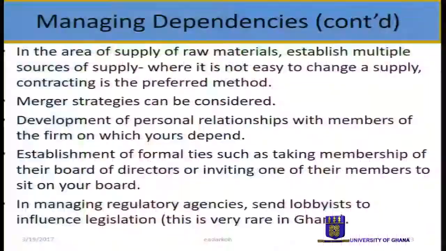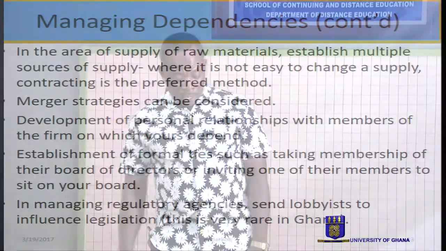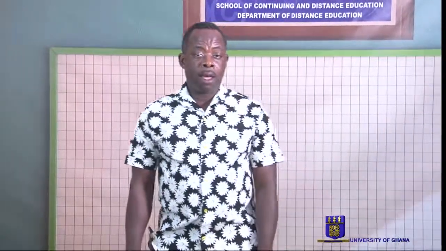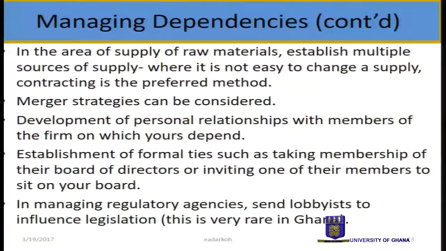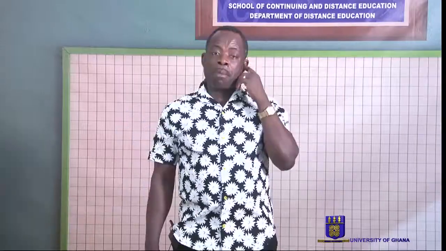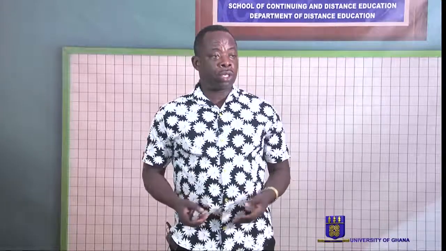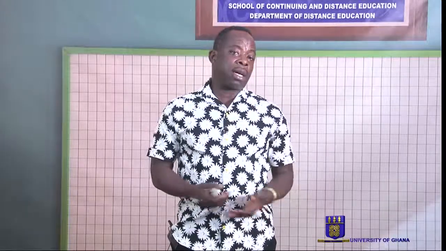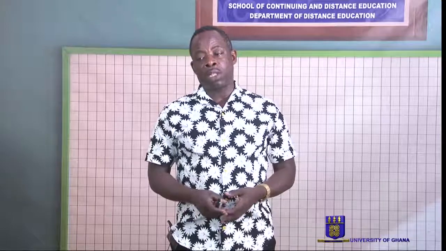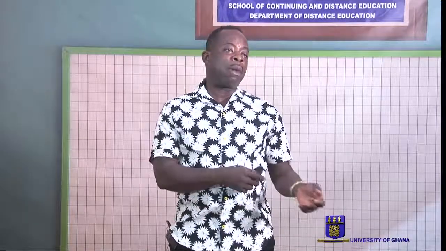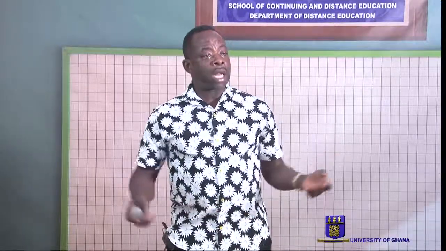Then, of course, one area of managing dependency is that you need to look at the supply of raw materials. And if possible, establish multiple sources of supply. Or where it is necessary, you contract out. Then you must also look at merger strategies. Can you merge, like UT Bank and others merging, or the Trust Bank becoming part of EcoBank? So you look at that.